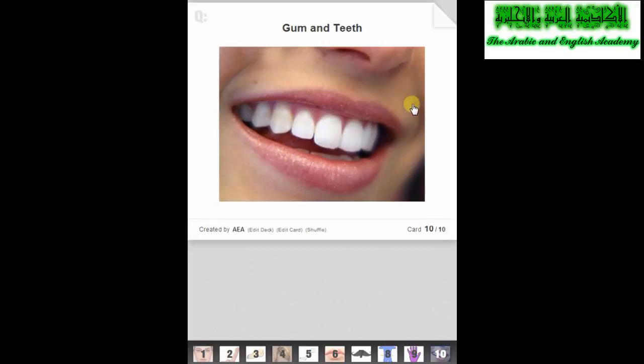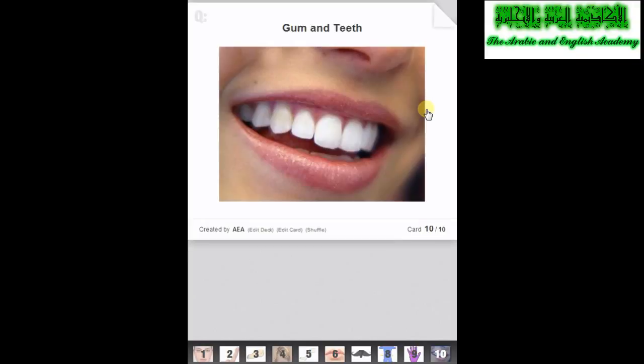asnan. Lithaa wa asnan, gums and teeth. Lithaa wa asnan, gum and teeth.